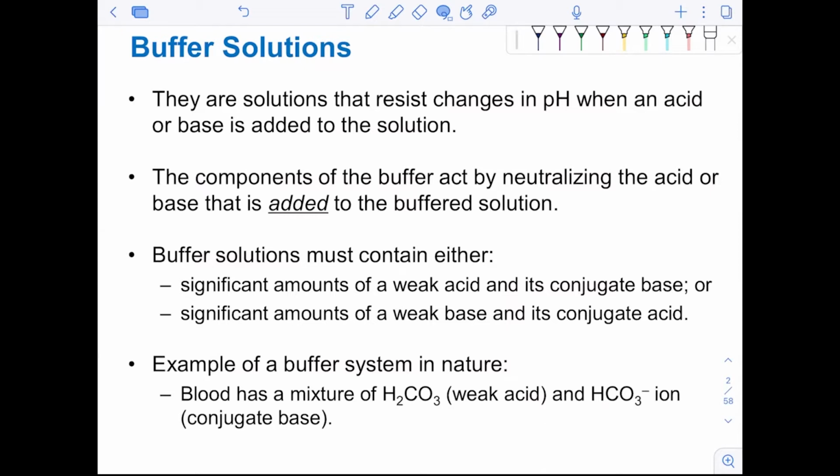So the example of a buffer system in nature is blood. It has a mixture of carbonic acid, H2CO3, which is a weak acid, and bicarbonate, HCO3-1, which is the conjugate base. And so when our blood has major changes of acid or base being added, our blood acts as a buffer so that we still exist and that we're still alive. And so the pH of our blood stays typically consistent.